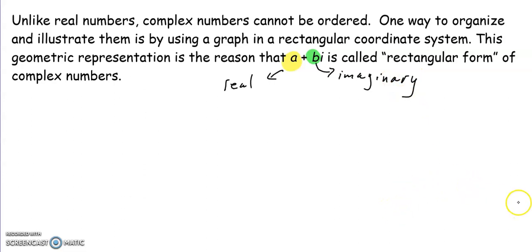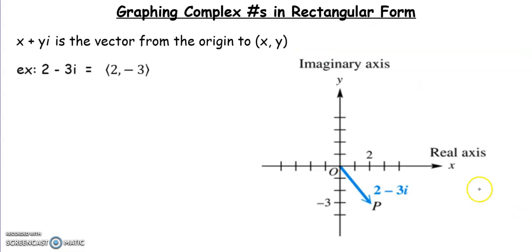So our rectangular coordinate system is going to look a lot like our Cartesian grid, except the x-axis is my real axis and the y-axis is my imaginary axis. And we can take my complex number and write it as a vector. Remember, a vector has a starting point, it has magnitude, and it has an ending point. The magnitude is the length. So it has direction and length.